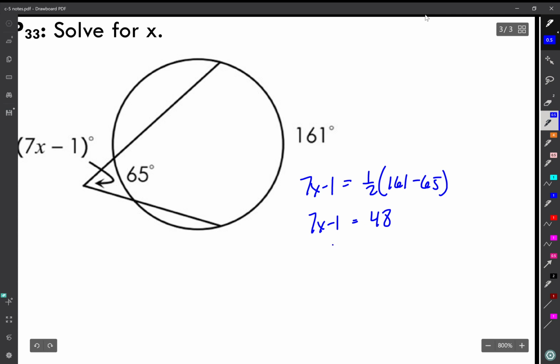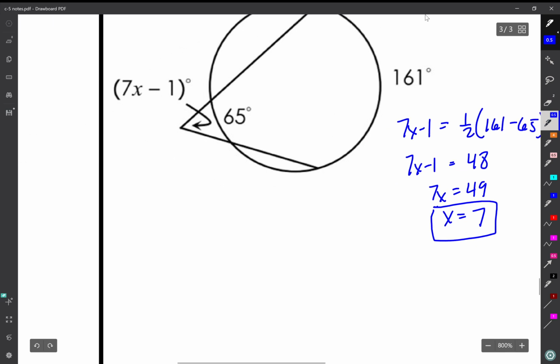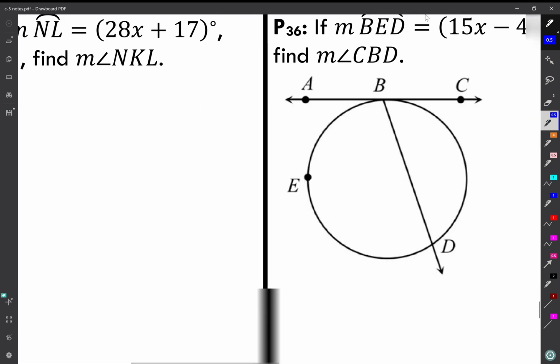Add 1 to both sides. 7x is equal to 49. Dividing both sides by 7, you get x is equal to 7. And that's that one. Okay, or I think we have one more, excuse me.